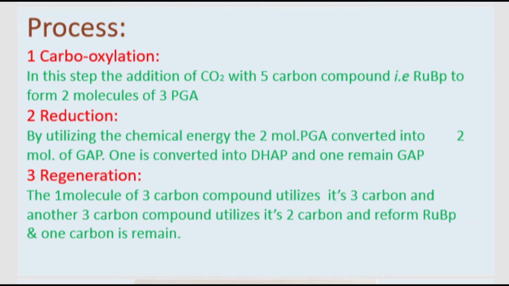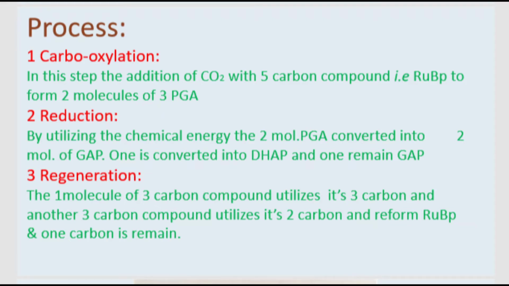Now we define the process in three different stages: first carboxylation, then reduction, and the third regeneration. In carboxylation, carbon dioxide is added to the 5-carbon compound ribulose 1,5-bisphosphate, which we discussed in the previous slide, forming 5 carbon plus 1 carbon dioxide carbon. This is a 6-carbon compound, which splits into two molecules of 3-carbon compound, 3PG. The first stable compound is phosphoglyceric acid, which is formed during this carboxylation.